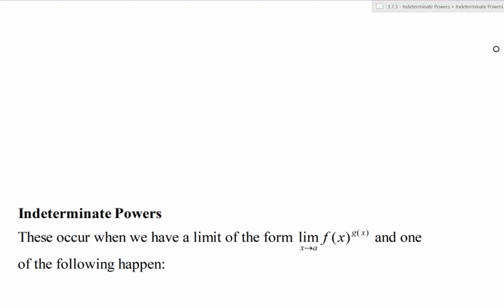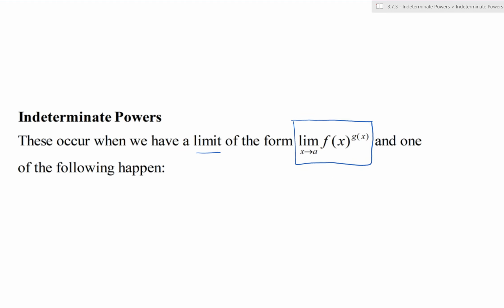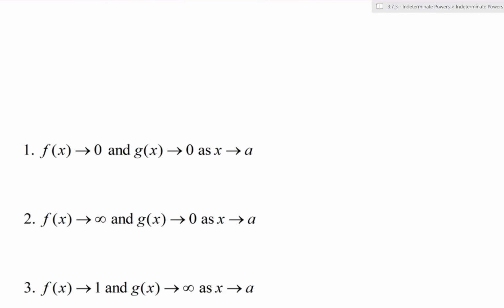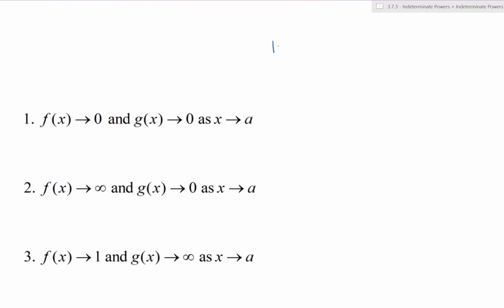Well, they're going to occur when we have a limit of the form right here, and that is the limit as x goes to some location a of a function of the form f of x to the g of x power, and in which one of the following happens. So three different types of situations. Remember, keeping in mind here we have the limit as x goes to a of f of x to the g of x power. So either f of x goes to 0 and g of x goes to 0 as x goes to a. So in this case, you would get the form 0 to the 0.